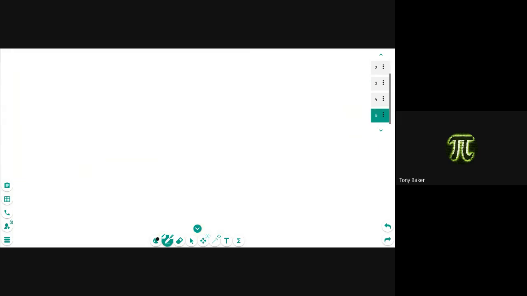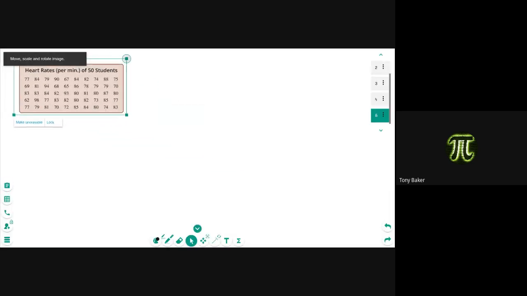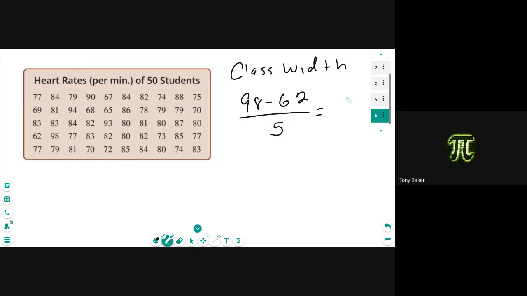So let's get the table back up here. So what's my maximum value? And what did I say my smallest value was? 62. And we wanted 5 classes, right? Okay, so it's 98 minus 62 divided by 5, which is? 22, isn't it? Nope. Oh, no, 7.2.